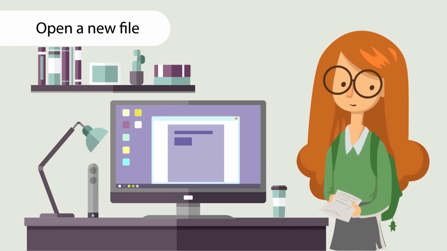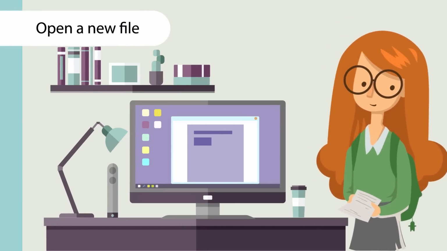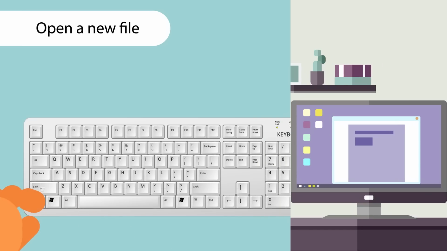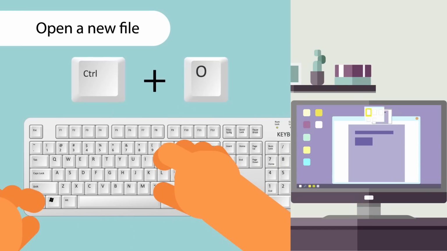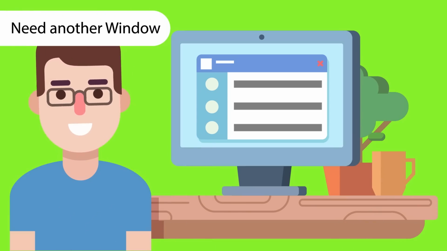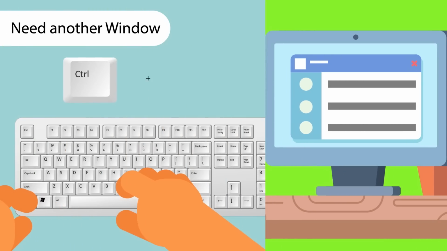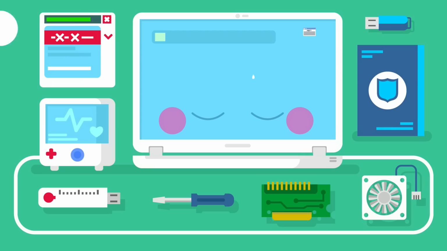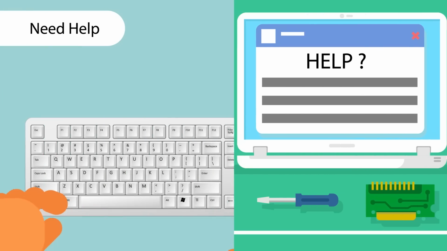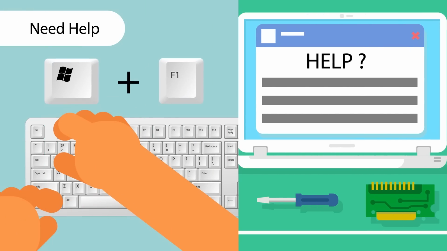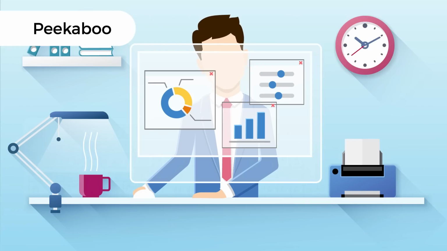Open a new file. Again, this isn't much of a secret, but not everyone will know it. If you want to open a new file, simply hit the Control key with the O key. Need another window? If you want to quickly open a new window, you can hit the Control key plus the N key. Need help? Want some Windows support? Simply press the Windows key plus F1. Peekaboo! Want to quickly have a look at your desktop without closing any windows? Perhaps even just get rid of what you have in front of you.